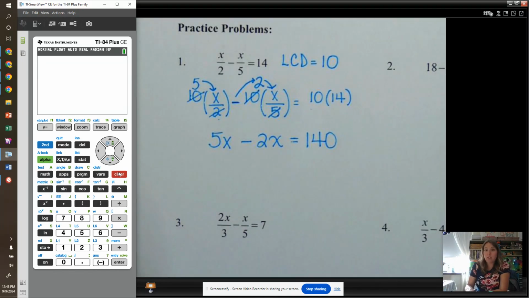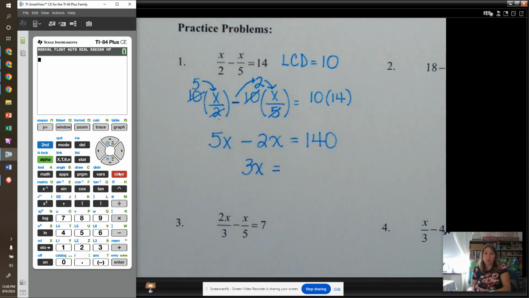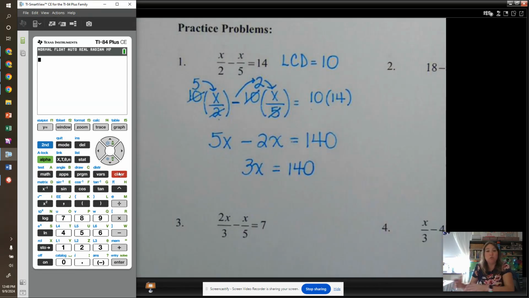140. 10 times 14, 140. So on the left, we're going to combine like terms. 5x's minus 2x's is 3x's. Bring down your equal sign and bring down your 140 we haven't dealt with yet. Now, I do know that 3 is not going to evenly divide into 140, but it will give me a repeating decimal. So, how about we get the right number into our graphing calculator?